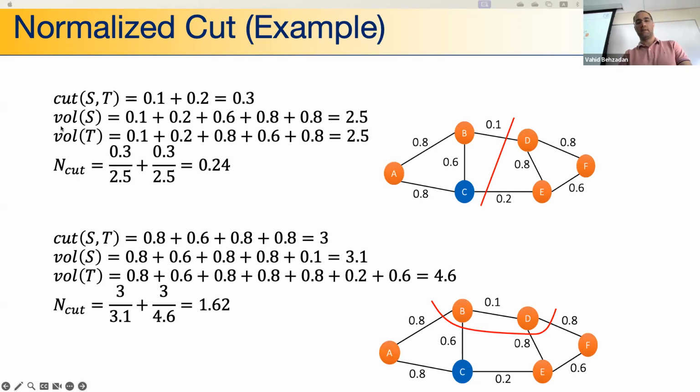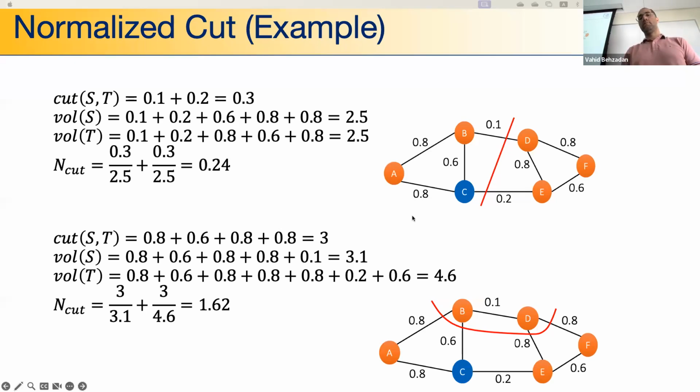And volume S and volume T is basically the sum of the weights of the edges for each subgroup, S and T. So here, if you decide to cut here, you will get N equal 0.24. And if you decide to cut here, you will get 1.62. So you choose the smallest value. And that gives you better clustering, right?